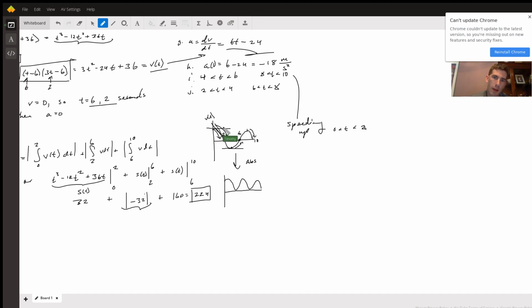And then it's slowing down on these intervals where the slope is getting closer and closer to 0, and it's starting to change into a negative acceleration. All right, well, that should answer your questions.